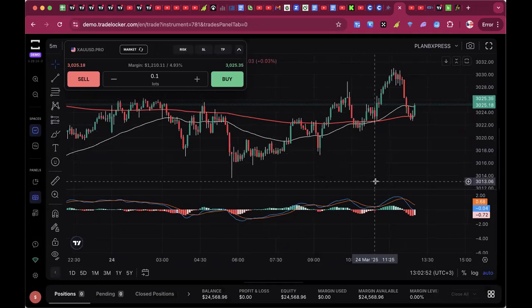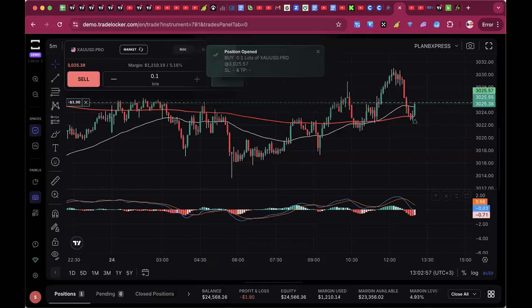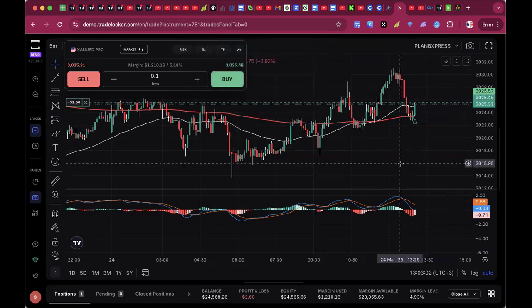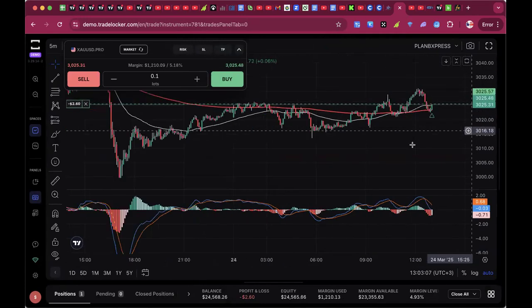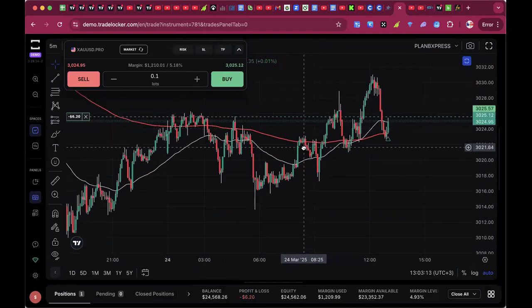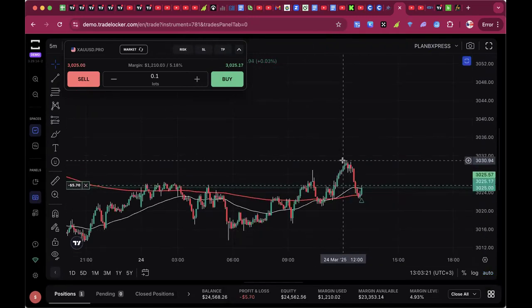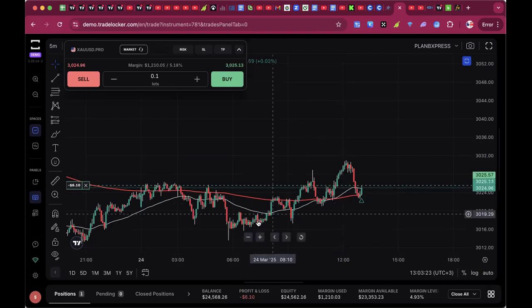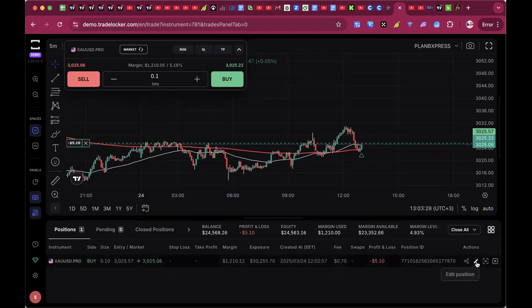Okay, so let me find an entry like this. Okay, so here's gold. Then perhaps if I find an entry here, I may want to be looking at this point. That is 30.30. So let me take up and go to take profit.